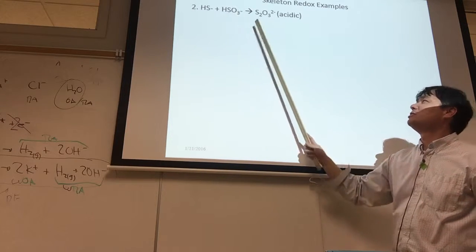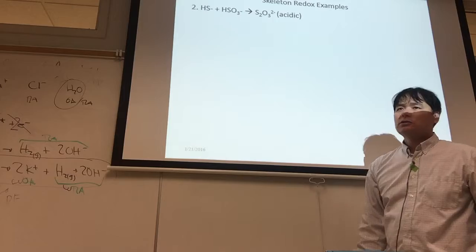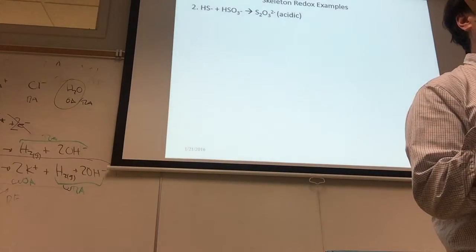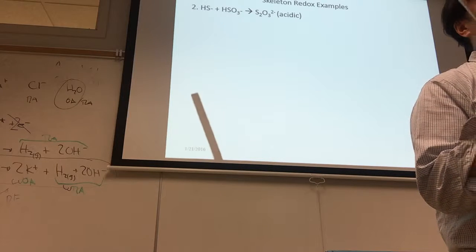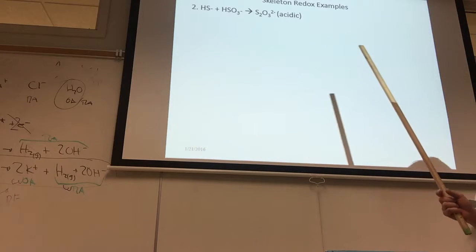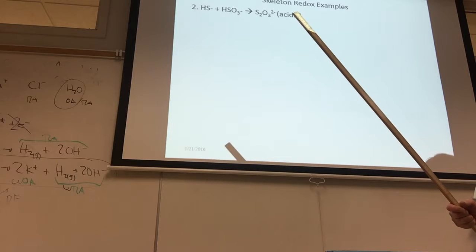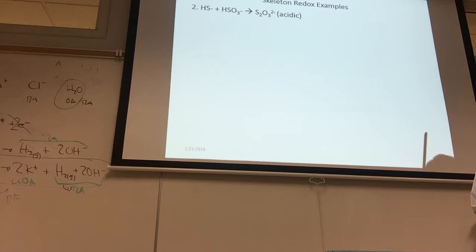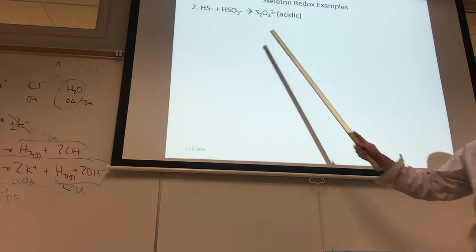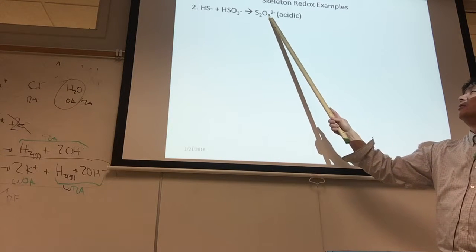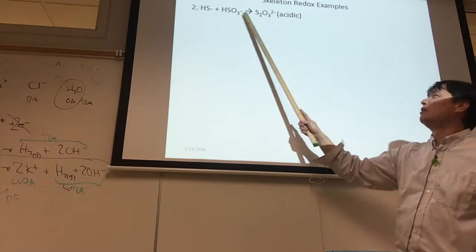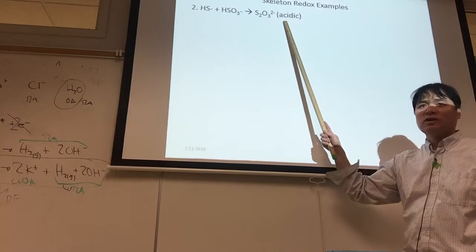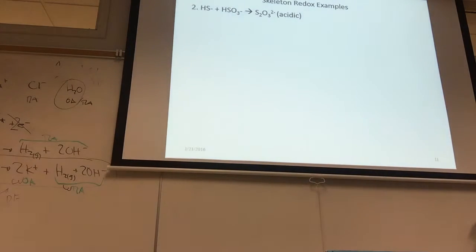How can I split this up into two halves? Well, it turns out that some species can react both as the oxidizer and the reducer. Do you recall that one where we had hydroxide plus hydroxide? One of the hydroxides was the acid, the other hydroxide was the base. This one is going to be both. This is both the oxidizer and reducer, so we need two of them. HS minus goes to one of these, and HSO3 minus goes to another one of those. And we split it that way.